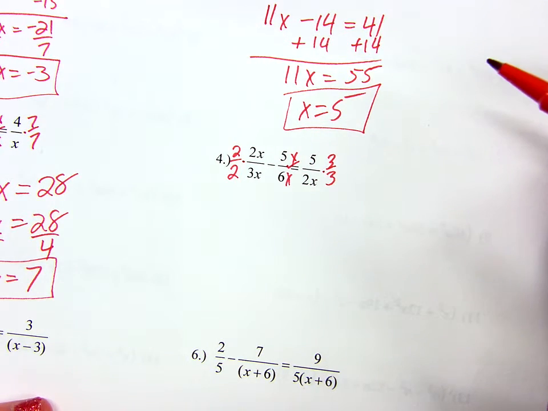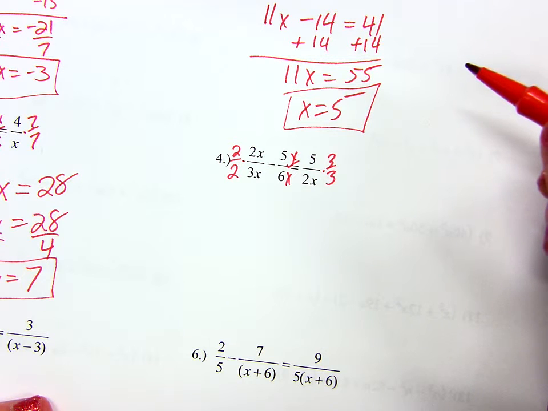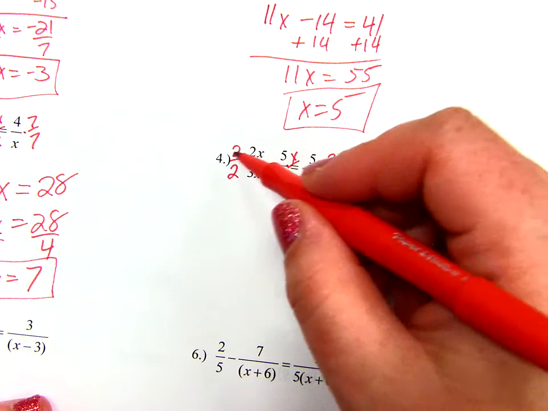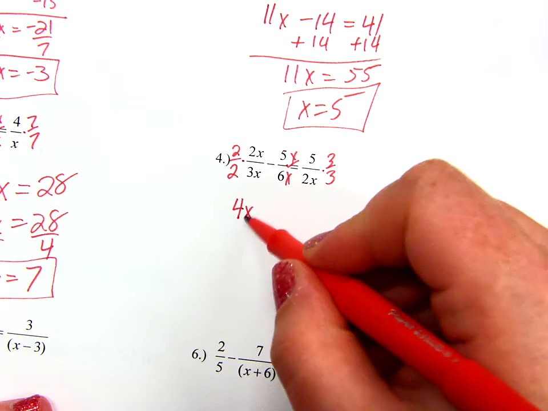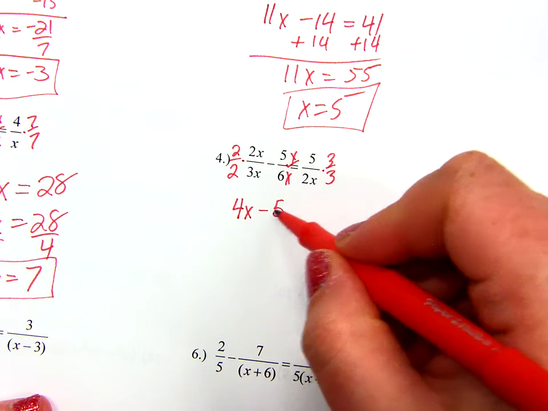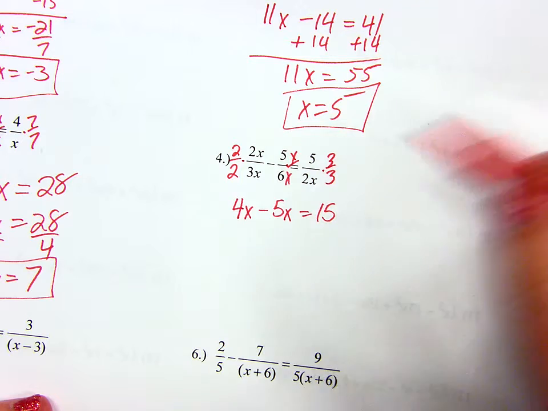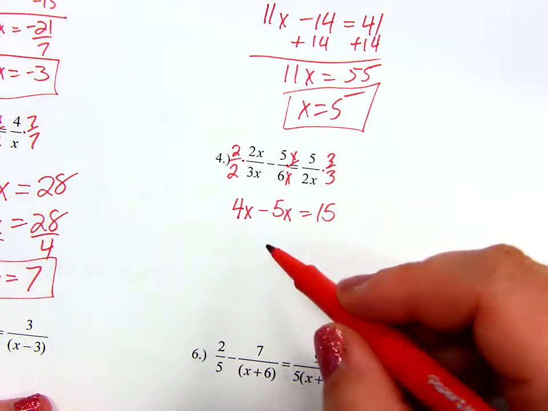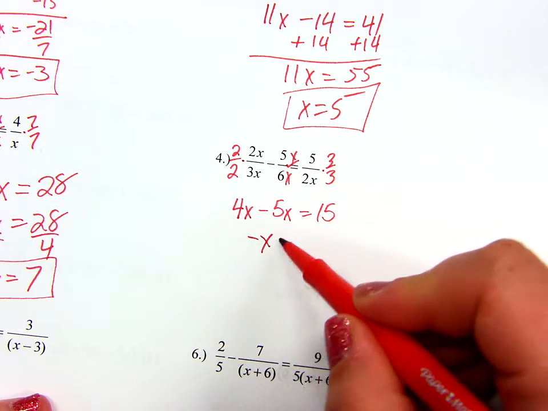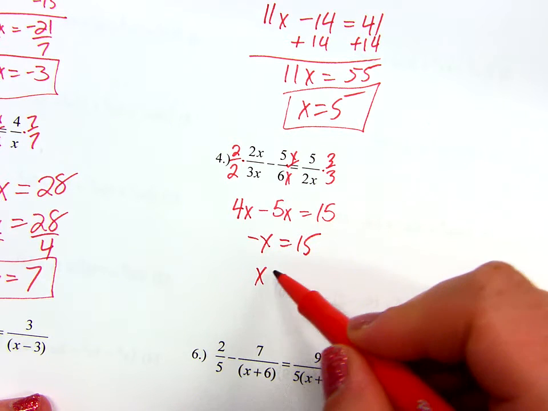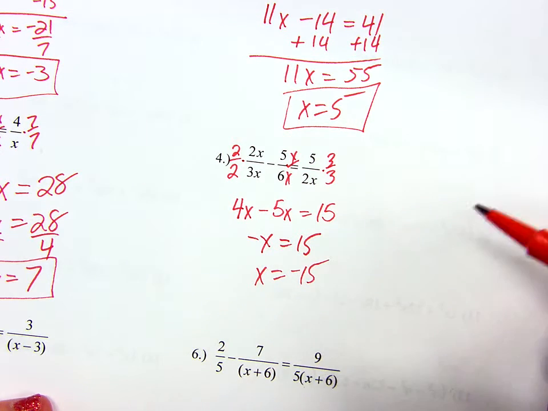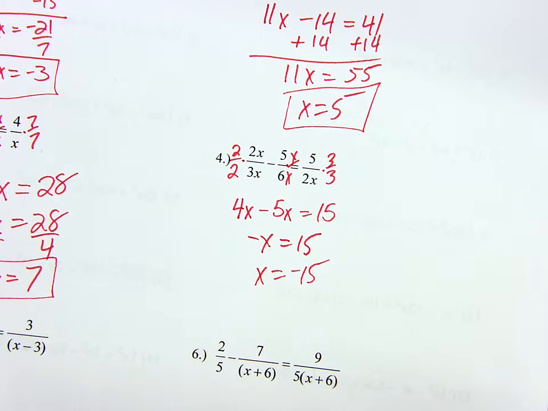Now everybody has a denominator of 6x, correct? So now I really have 4x minus 5x equals 15. 4x minus 5x is just negative x equals 15, so that means positive x equals negative 15. That won't give me a 0 in the denominator, so it's a great answer.